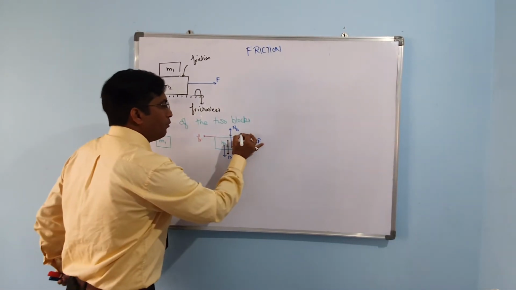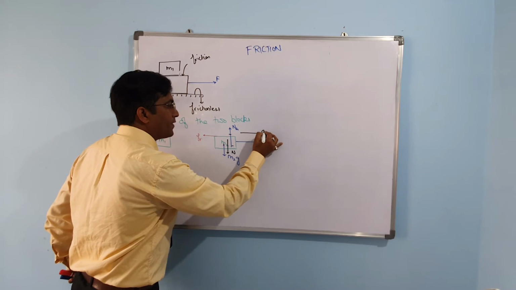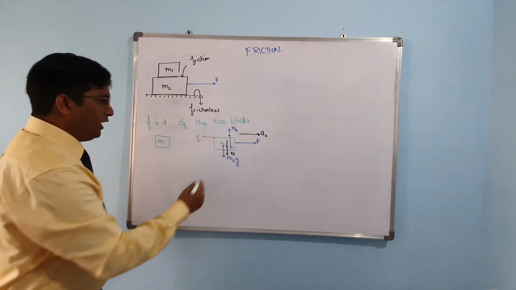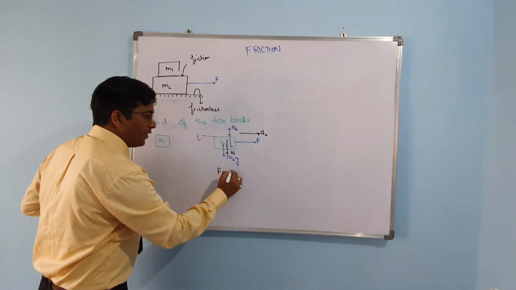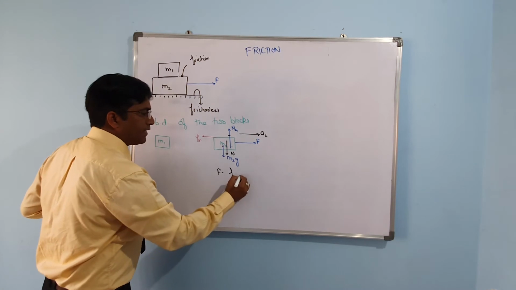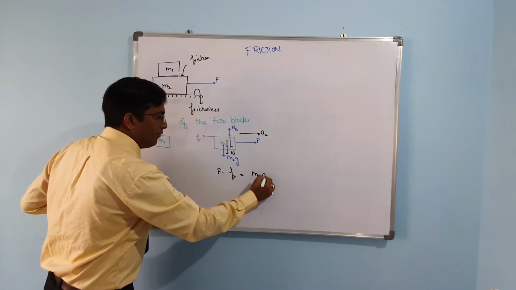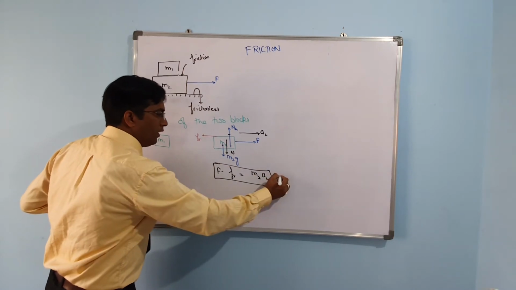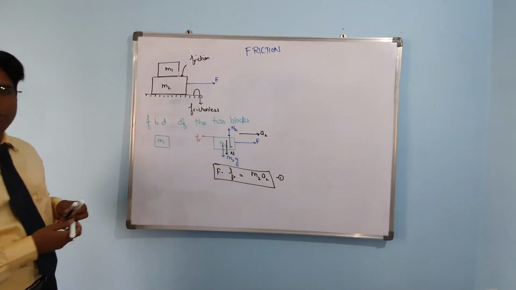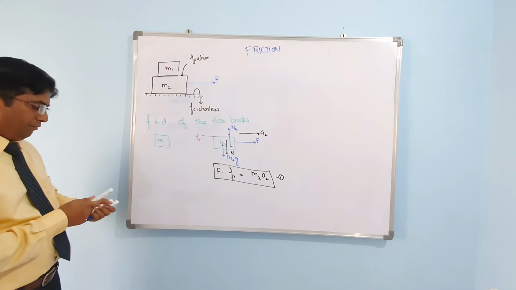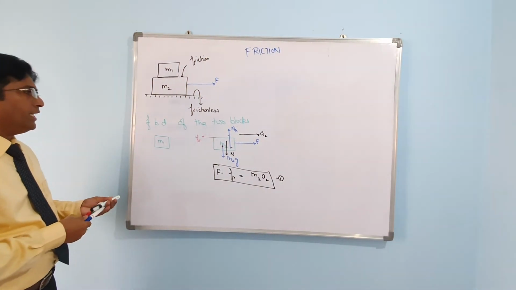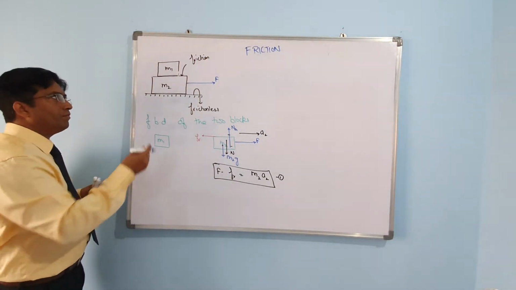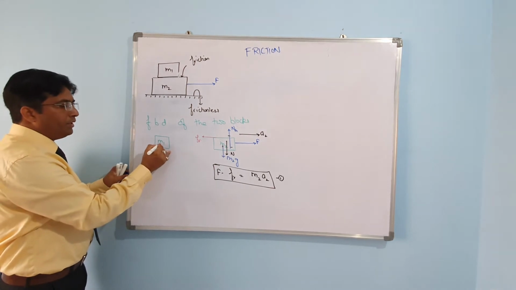If it is moving in the horizontal direction, let us say with an acceleration a2, I can simply write in the horizontal direction F minus Fr equal to m2 a2. This is equation number 1 for the block of mass m2. Now let's come to the FBD of the second block, that block which is kept on the top.